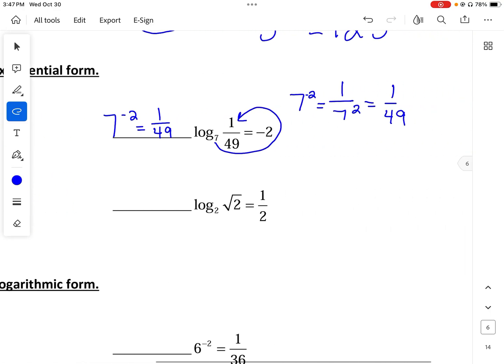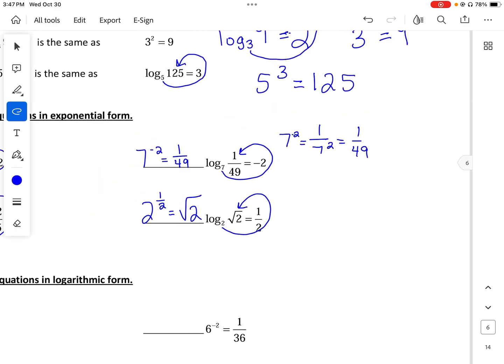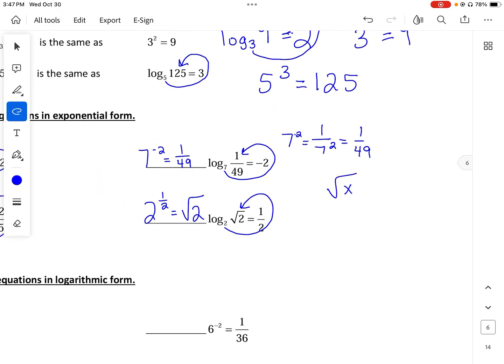Okay, the next one, 2 to the one half. 2 to the 1/2 equals square root of 2, which is true. If I take the square root of x, that's the same thing as saying x to the 1/2. If I take the cube root of x, that's the same thing as saying x to the 1/3.